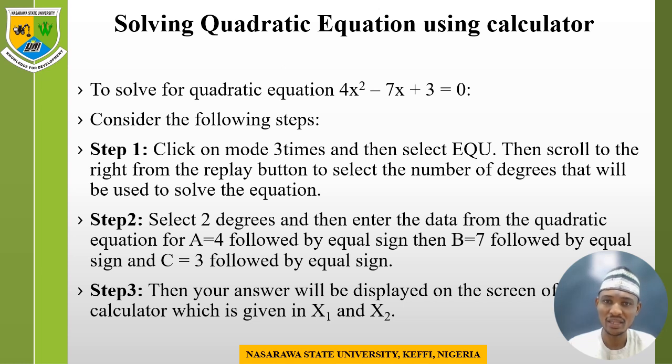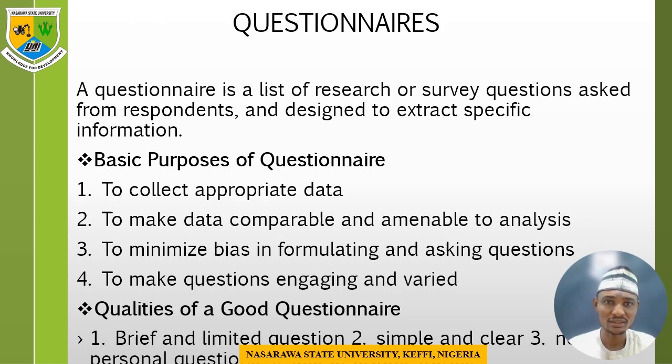In this case, our A is 4, our B is minus 7. Then the constant, which is 3. And then followed by the equal sign. Then automatically your answers will be displayed for x1 and x2. That is that about equation. Let's go down to questionnaire.